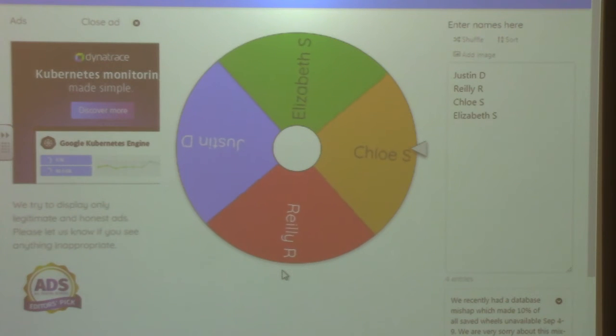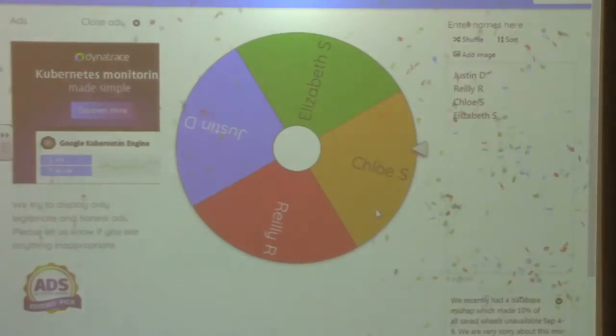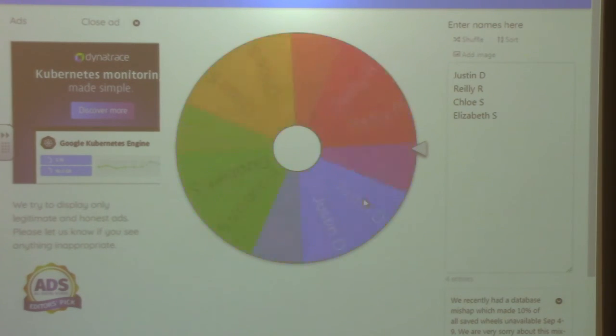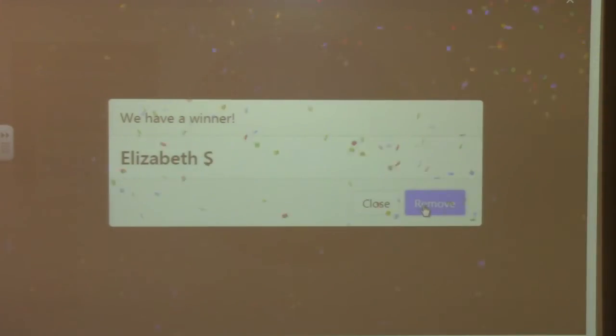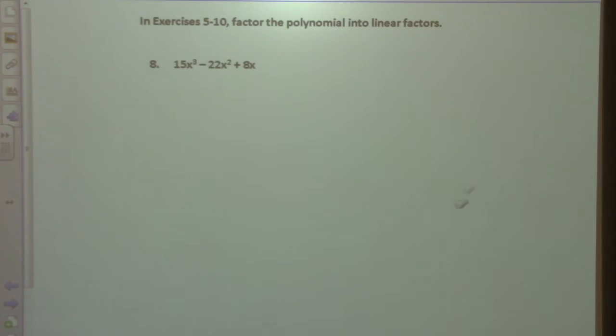It's Chloe. So Chloe is not here to defend herself. I'm not gonna remove her because she could show up. So let's go ahead. Spin. It's gonna be Elizabeth. All right, Elizabeth, you're on the spot. Yes, Elizabeth. Okay, what do you think, Elizabeth?